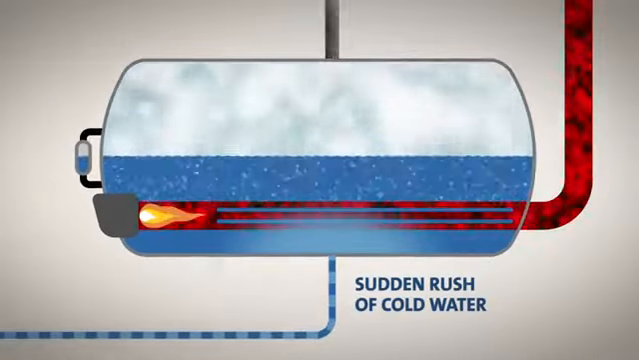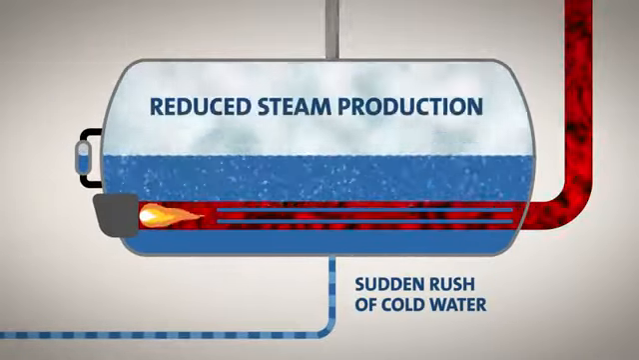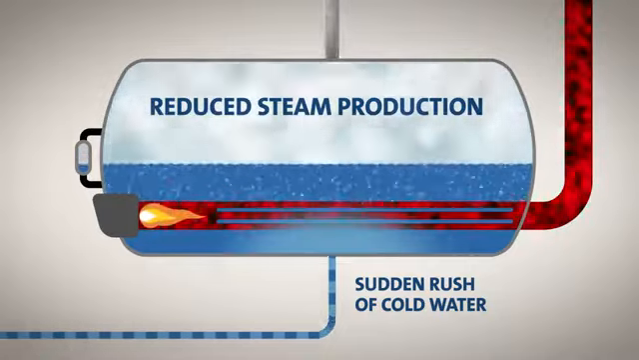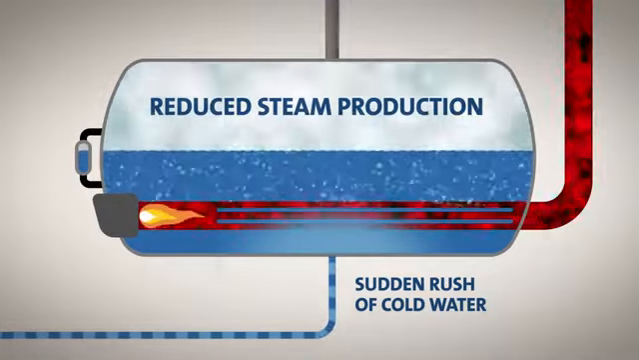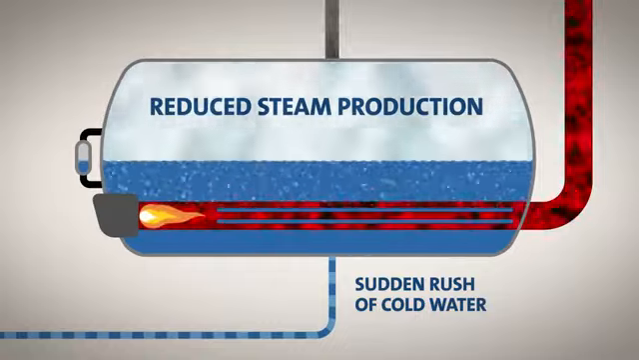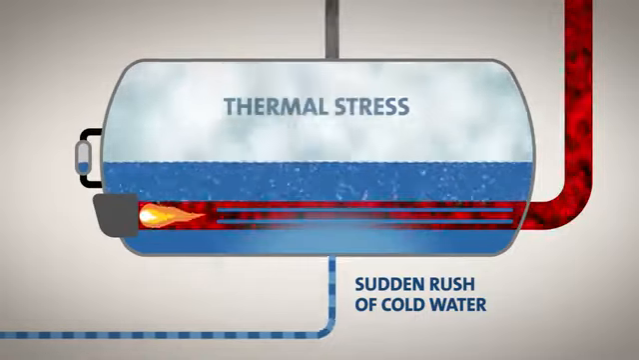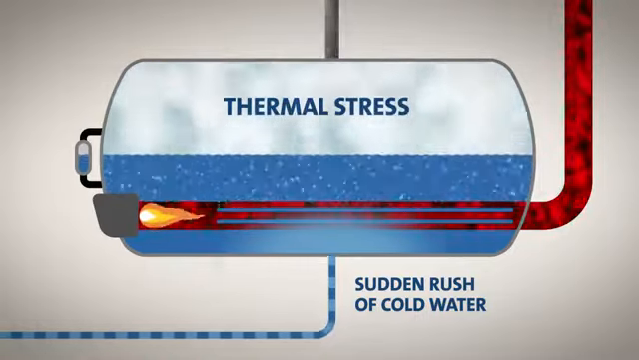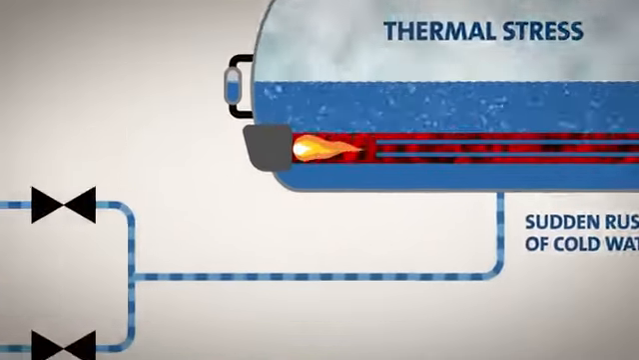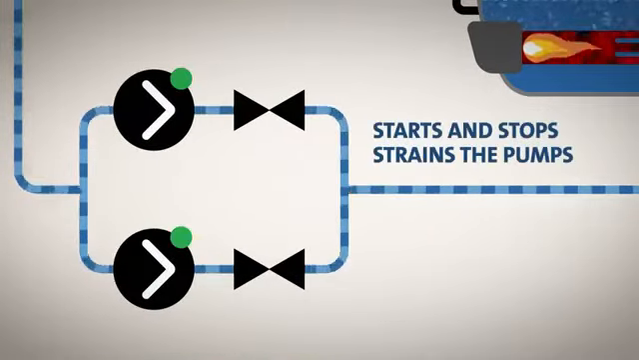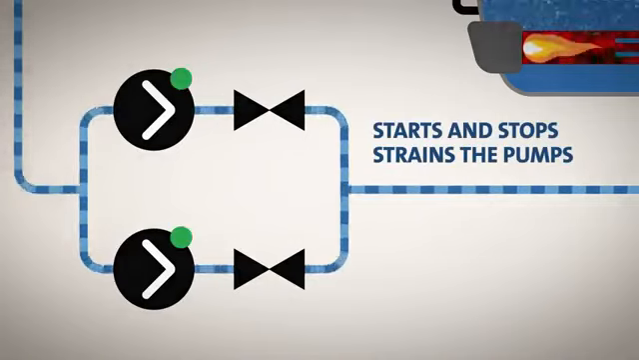The sudden rush of cold water reduces the quantity of steam and the steam pressure, causing variations in steam production. The temperature variations also cause thermal stress, which reduces system lifetime. And the abrupt operation with many starts and stops strains the pumps.